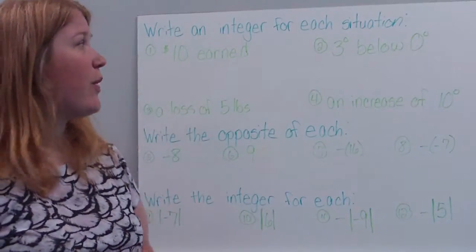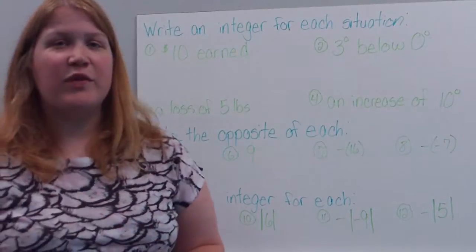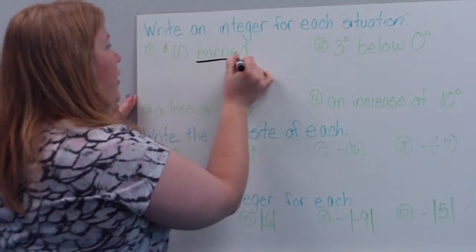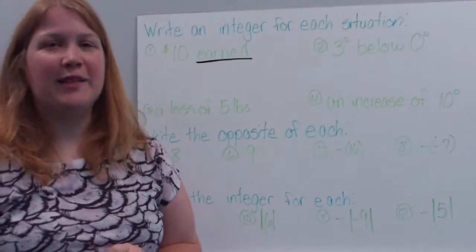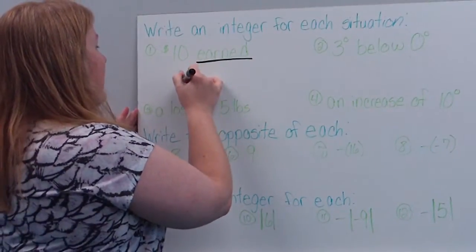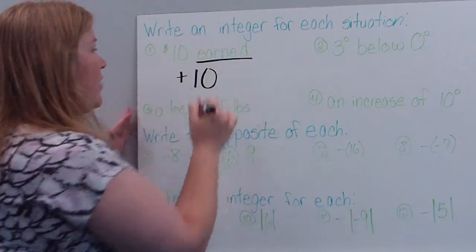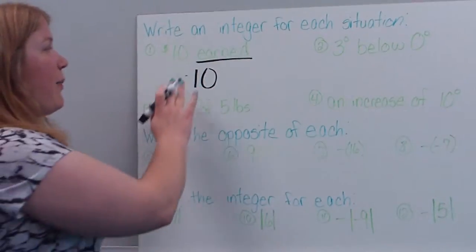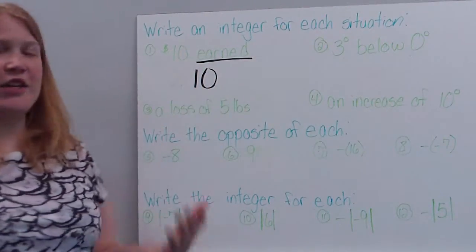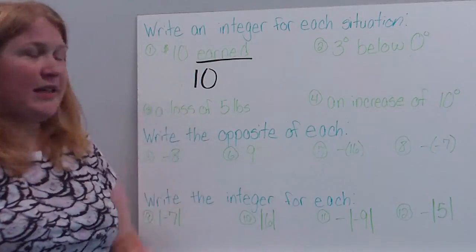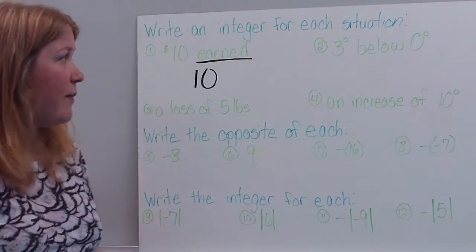So what we want to do is look at the words that they're using and what it means. So here I have $10 earned. If I look at earned, it tells me that that is positive, meaning I gained something. So this would be a positive number. Do we need to write the positive symbol here? No. If there's no symbol, it is assumed to be a positive number. Now, I just wrote that there since we were writing them. I do not need that positive sign. It's an implied positive when there's nothing in front of it.